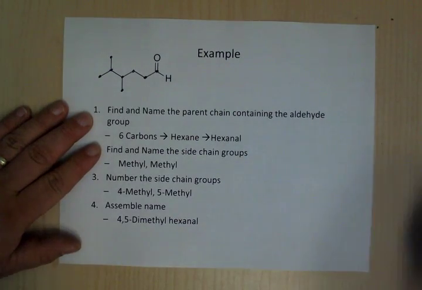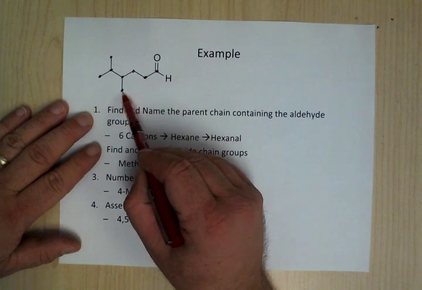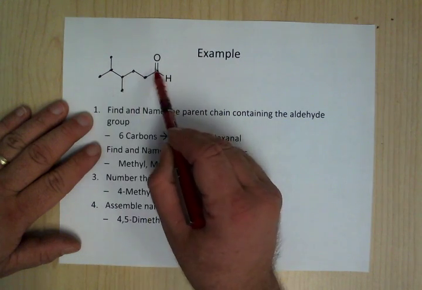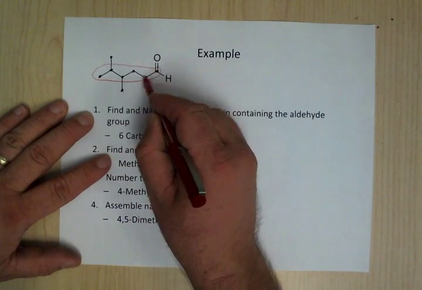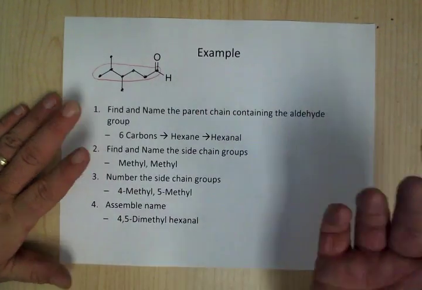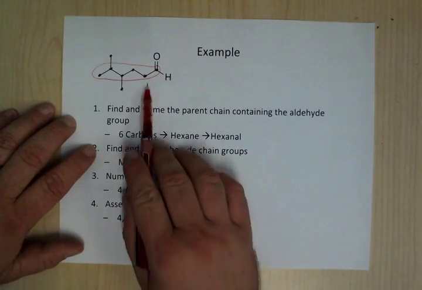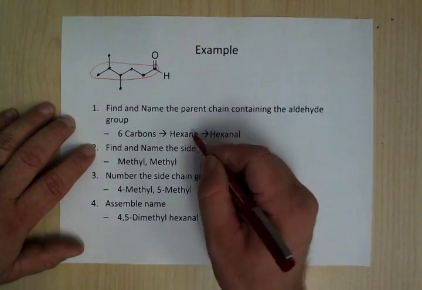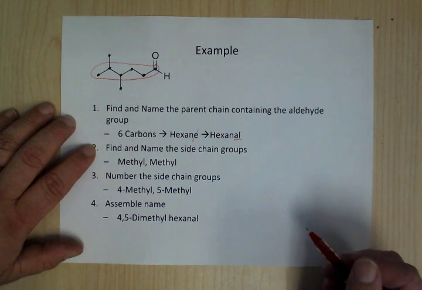Okay, so here we go. We're going to start here because it needs to start with that aldehyde. So 1, 2, 3, 4, 5, 6. It's not really going to matter if we go up here or down here. It doesn't matter, we end up with the same name. It's 6 carbons long, so it's hexane. We drop the E and add al for aldehyde, so it's going to be a hexanal.